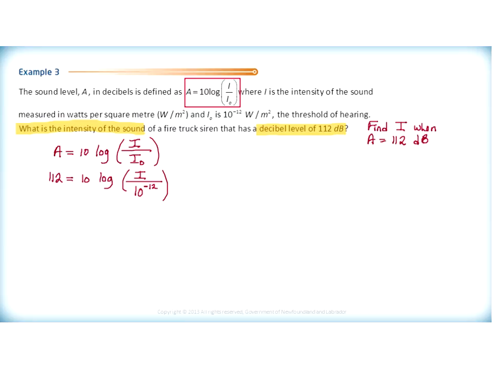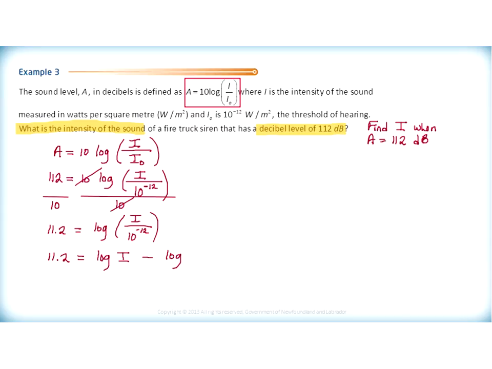So in order to solve for I in this equation, we will divide both sides of the equation, first of all, by 10. On the left-hand side, we have 11.2 is equal to, notice that the 10s cancel, and you're left with the log of a quotient, I divided by 10 to the negative 12. Now we can use our quotient law for logarithms and rewrite the log of a quotient as the difference of two logarithms.